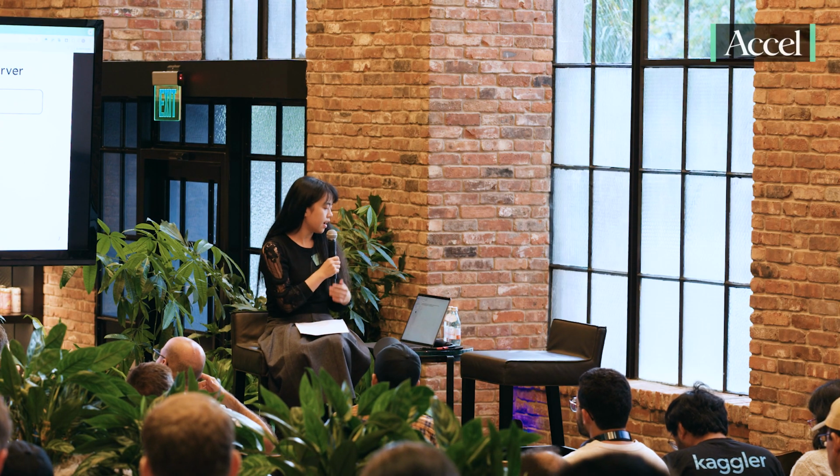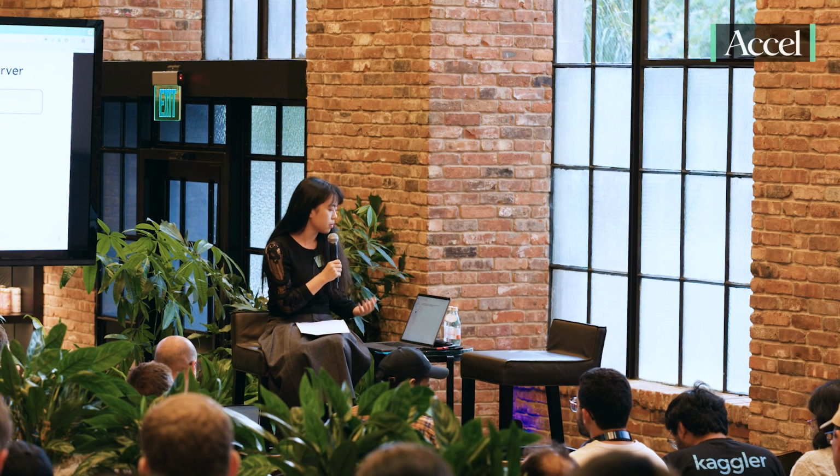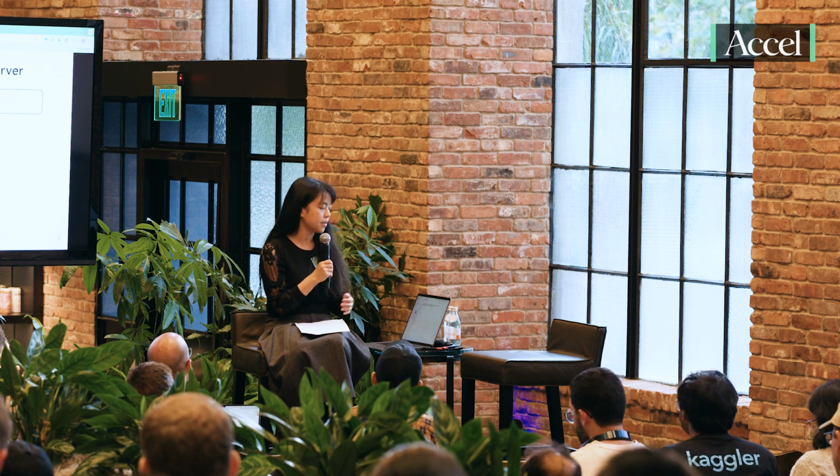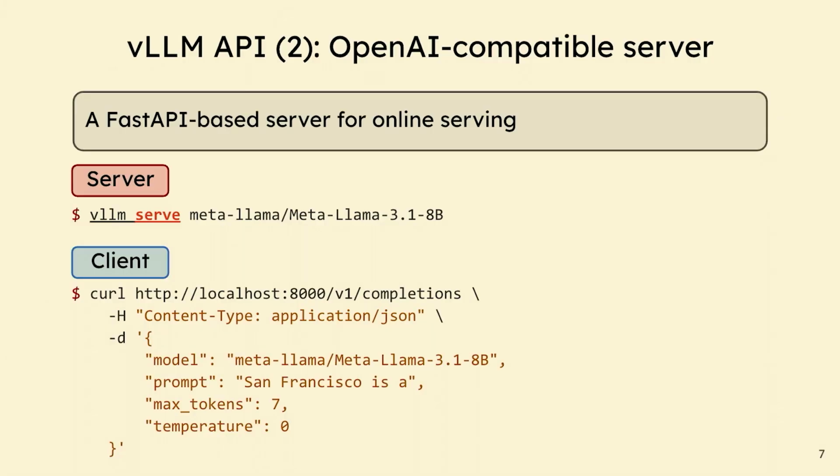We also support vLLM as an OpenAI API compatible server. The users can just run vLLM serve and specify the model they want to serve. Then you can just use the OpenAI client and send the request to the endpoint. You just replace the URL with the local URL.